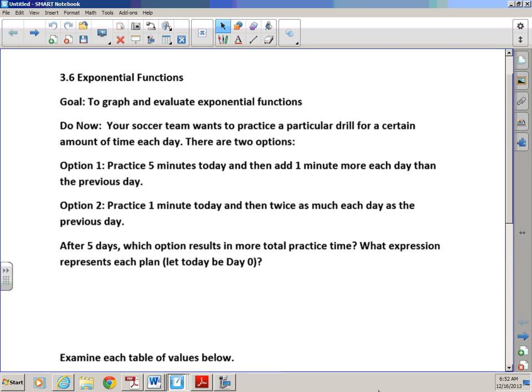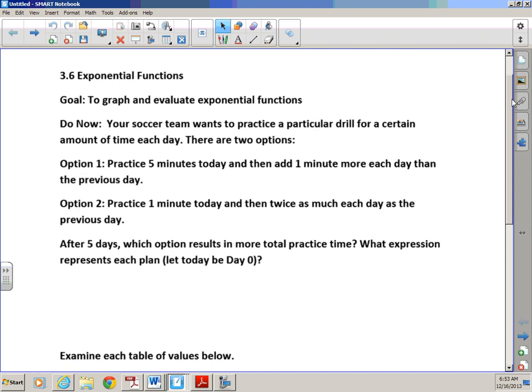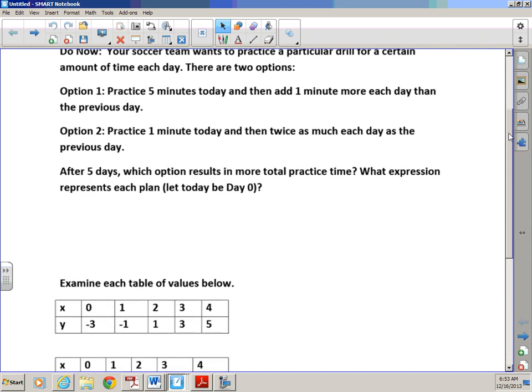The purpose of today's lesson is to graph and evaluate exponential functions. So let's take a look at the do now. There are two options that your soccer team has. They're going to practice 5 minutes today and then add a minute each day, or they're going to practice a minute today and then twice as much each day as the previous day. So what's it going to look like after 5 days?